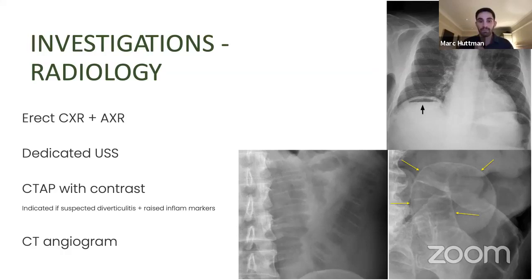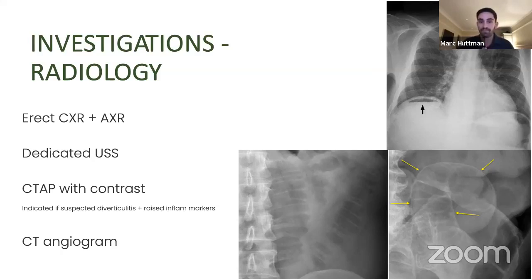We all know that air is meant to be on the inside. That's fine. But air on the outside is bad. If you compare the right image to the left image, do you notice how the right image looks kind of 3D? That's because you can see both sides of the bowel wall because there's gas on both sides.